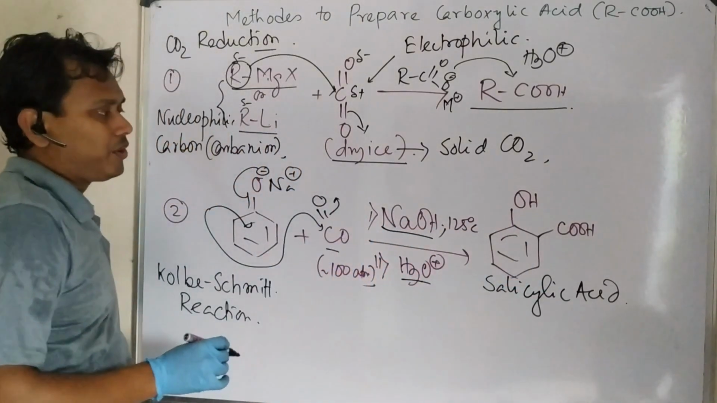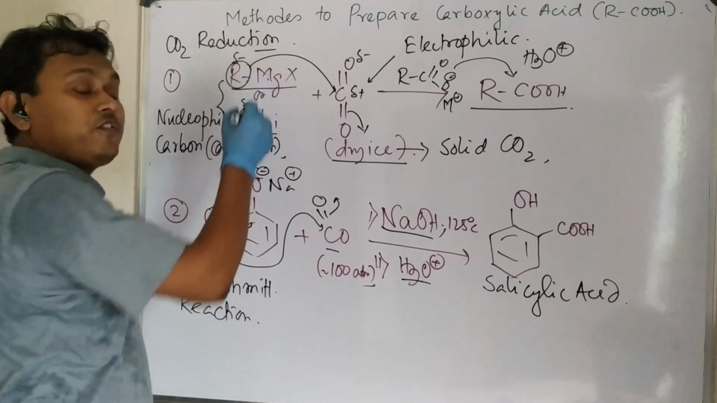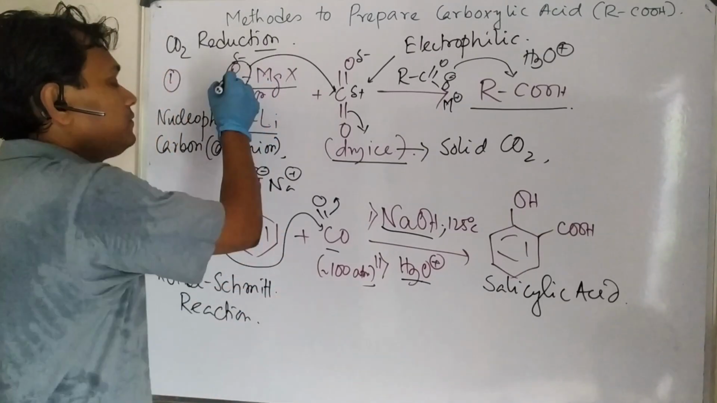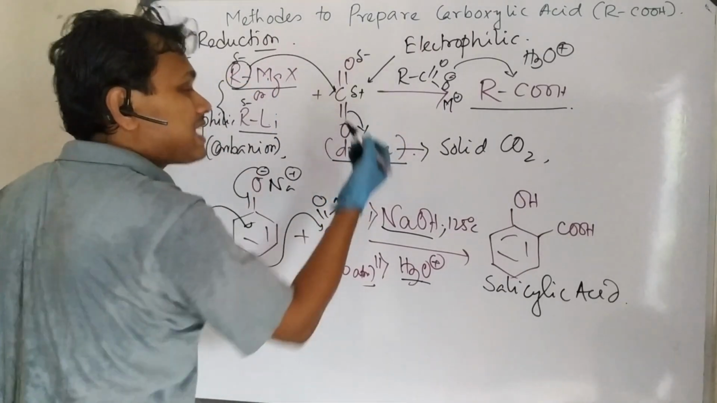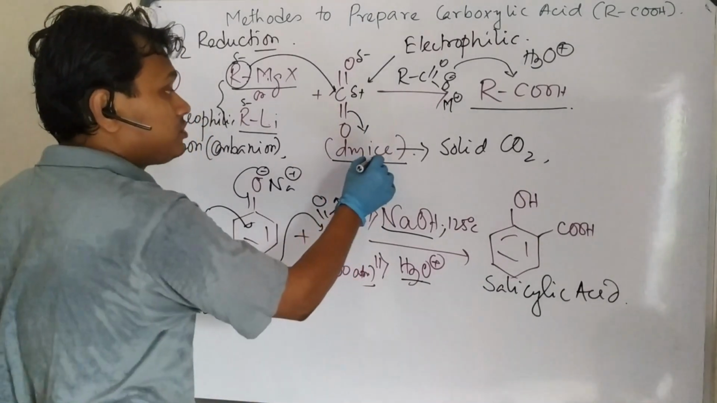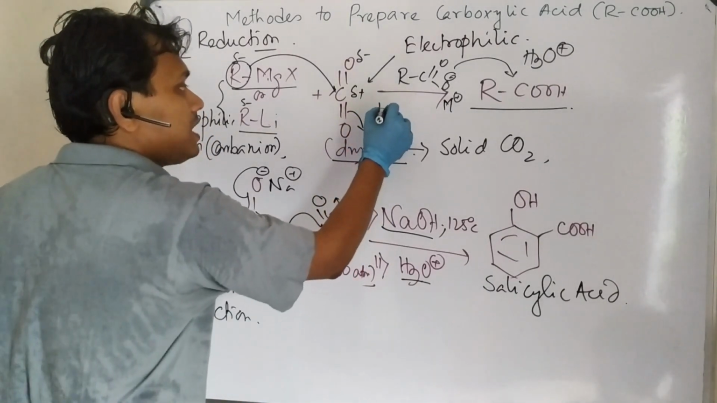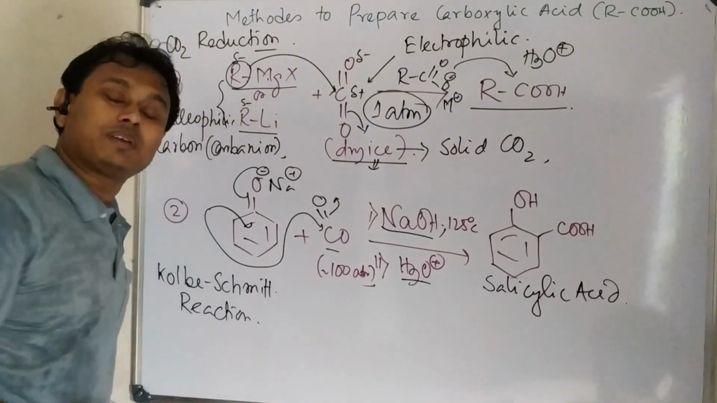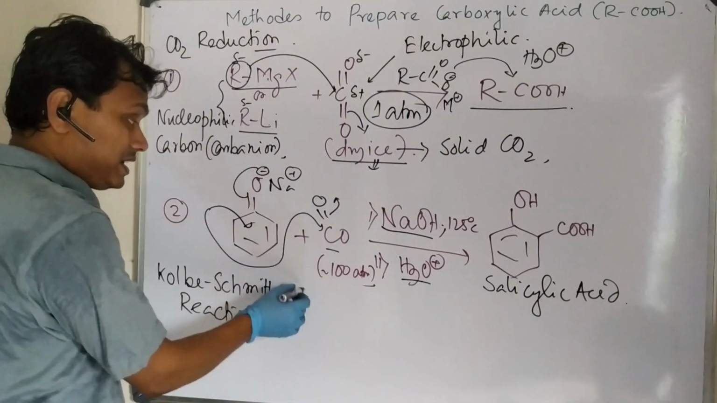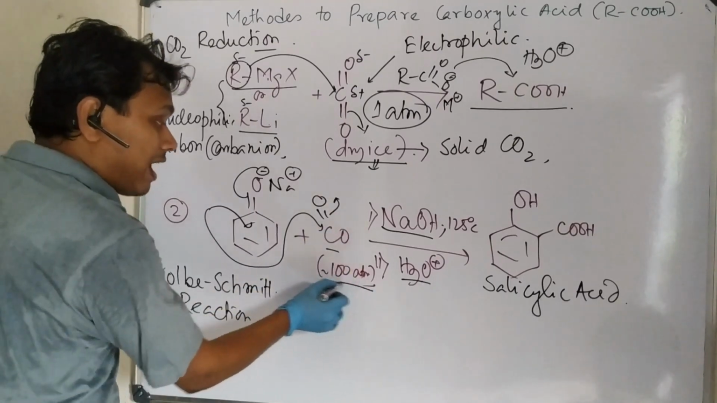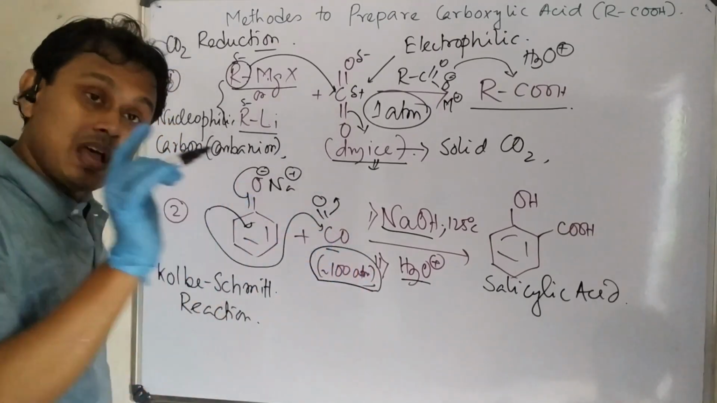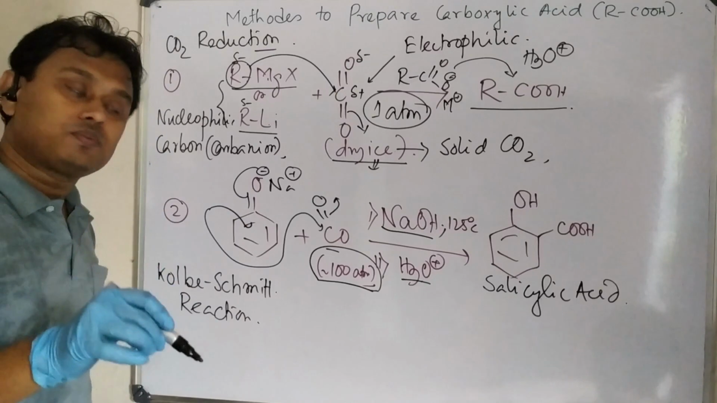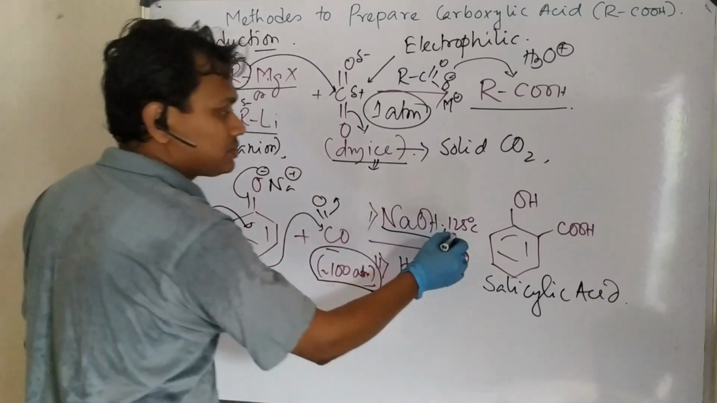The most important point is that these are very strong, very reactive reagents. That's why, at normal conditions, even dry ice or 1 atm CO2 is enough to perform such reactions. But in this case, we need 100 atmosphere pressure, meaning 100 times the atmospheric pressure is needed for this process to be carried out.